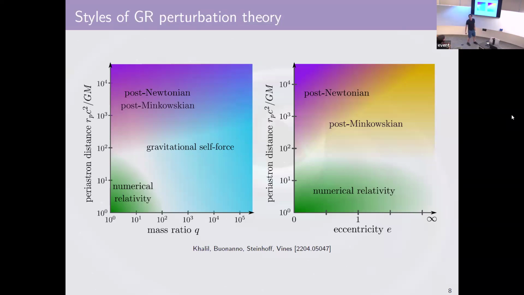But the post-Minkowskian and post-Newtonian separate themselves. Post-Newtonian, as mentioned, is very good for circular orbits. Post-Minkowskian is very good for elliptical orbits and for hyperbolic approaches or scattering.